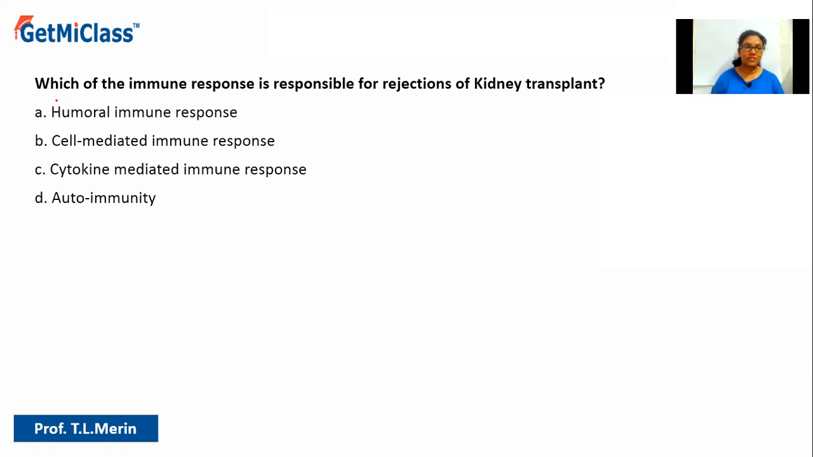So let's solve this question here. It says, which of the immune response is responsible for rejection of kidney transplant? Option A, humoral immune response. Option B, cell-mediated immune response. Option C, cytokine-mediated immune response. Option D, autoimmunity. Now let us understand the question.